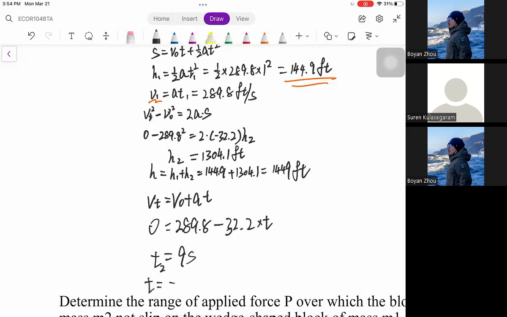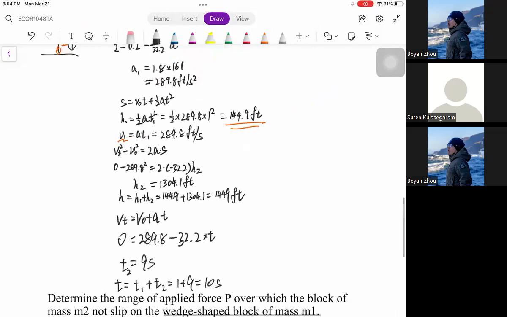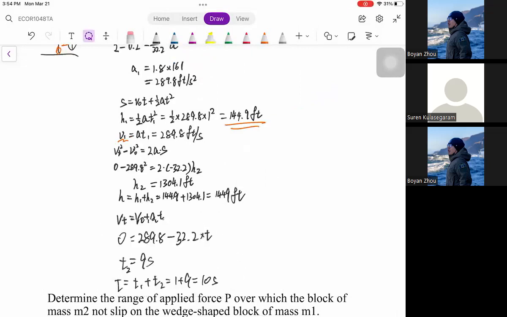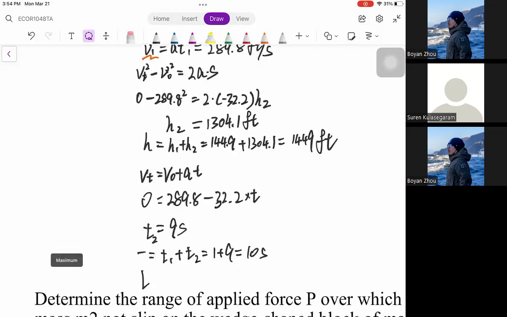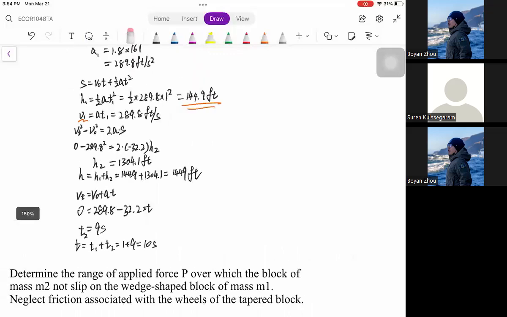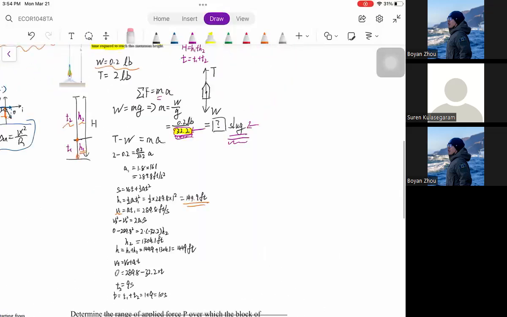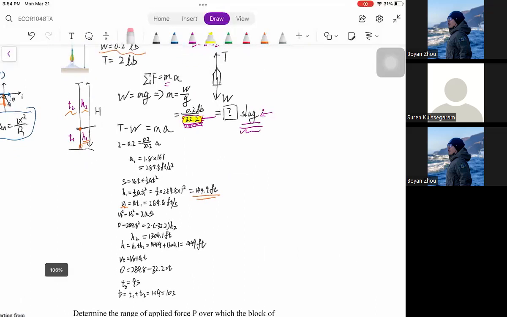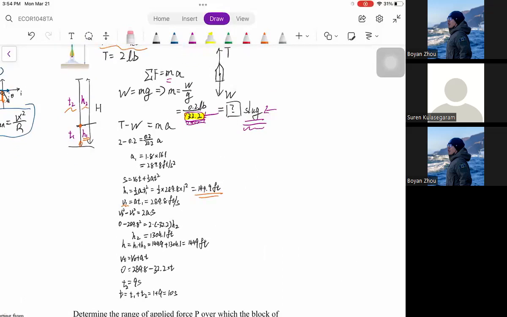So the total time is the time with the thrust plus the time without the thrust. So it's 1 plus 9 is 10 seconds. Yeah, so that is the whole problem. I feel it should be pretty straightforward. The only thing is, remember this number.